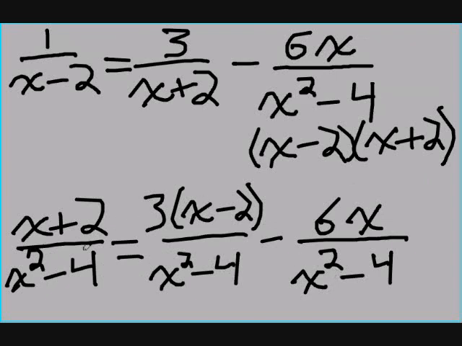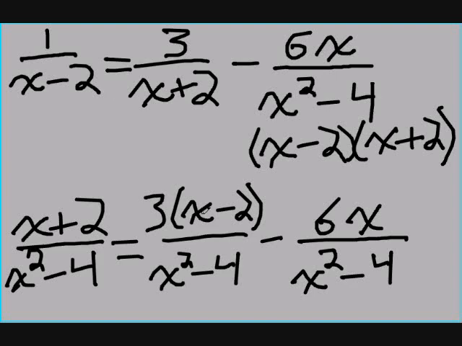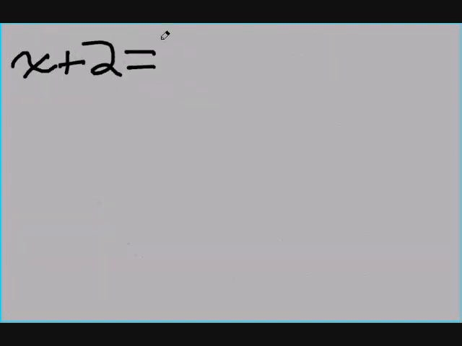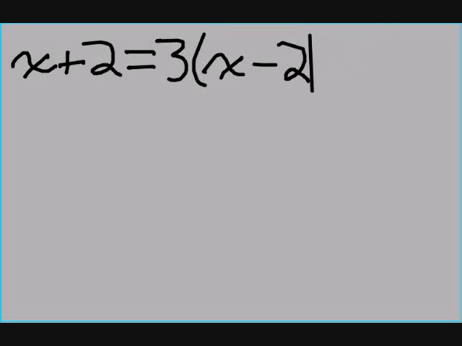So you'd think I should be able to just multiply everything by x squared minus 4 and clear all three of those out. I think I can. And what that'll give me on the left hand side, I'll be left with just x plus 2. On the right hand side, I'm left with 3 times x minus 2 minus 6x.